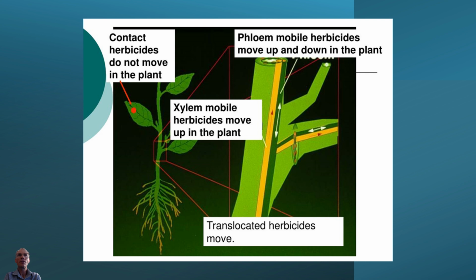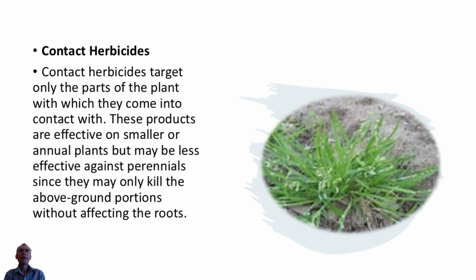Translocated herbicides do move. They move into the xylem, which is mobile herbicides, move up into the plant, and into the phloem, mobile herbicides move up and down in the plant. Contact herbicides target only the parts of the plant with which they come into contact. These products are effective on smaller or annual plants, but may be less effective against perennials since they may only kill the above-ground portions without affecting the roots.